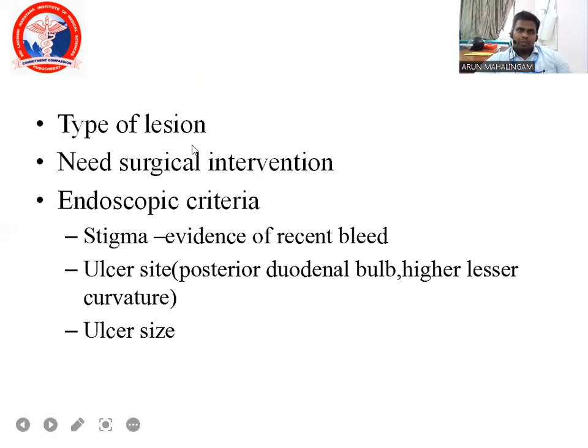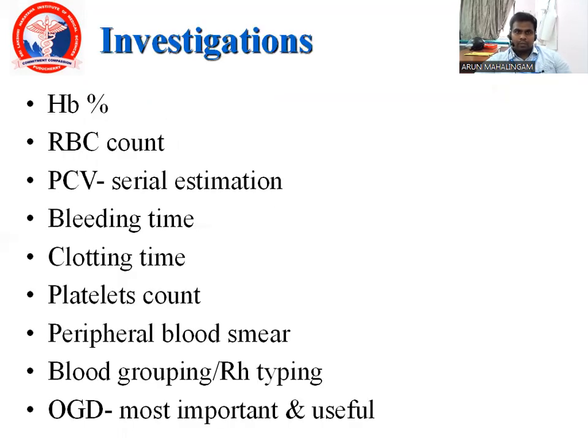Type of lesions we will be taking on: need for interventions, endoscopic criteria, stigmata, evidence of bleed, or ulcer site, posterior bulb and higher lesser curvature ulcer site. These are some dangerous points which cannot be managed by endoscopic procedures.